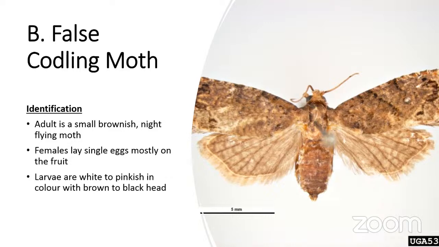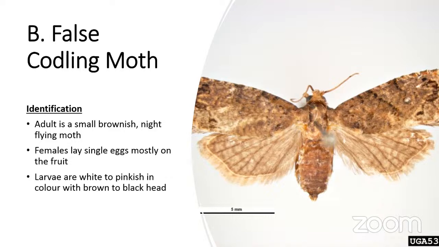And also, if it comes to control, it gives you an indication of the best time when you can control it, because during the day, they actually hide under the leaves. Then females lay single eggs, mostly on the surface of the fruit. The fruit fly, which we saw in the previous presentation, lays eggs under the skin. It will puncture and lay them under the skin. For the false codling moth, it will lay on the surface of the fruit.